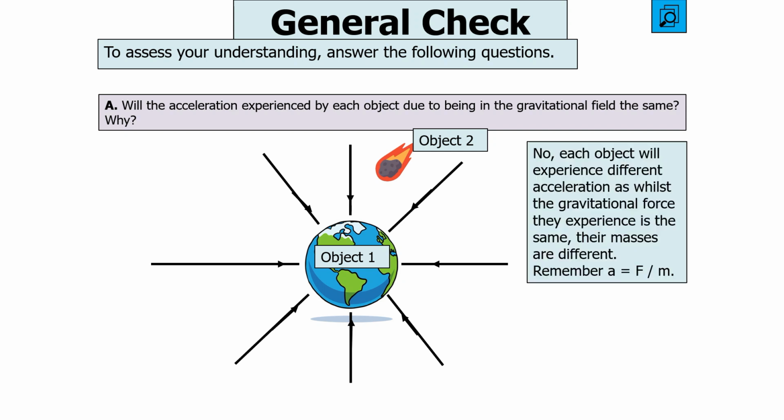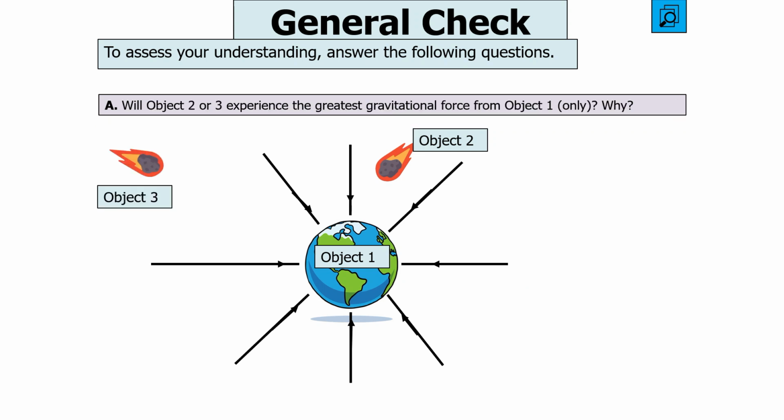No. Each object will experience different acceleration, as whilst the gravitational force they experience is the same, their masses are different. Remember, acceleration is equal to resultant force over mass. Will object 2 or object 3 experience the greatest gravitational force from object 1 only, and why?